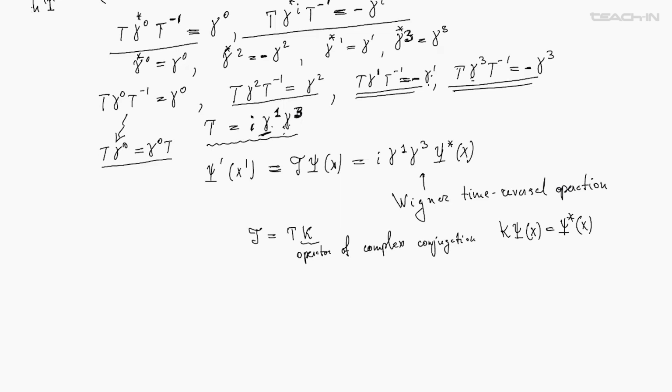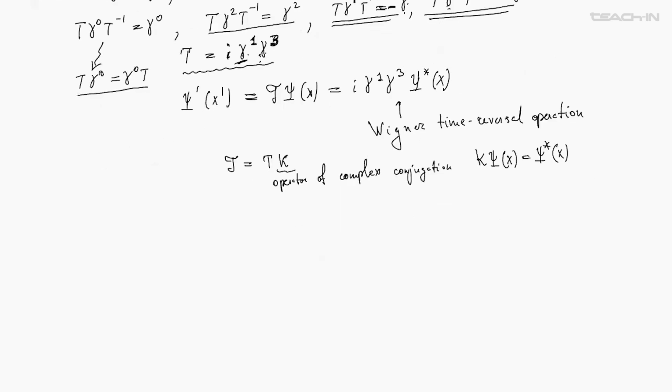Now, if you wish, you can alternatively derive the same result about the form of the time reversal operator just by requiring that the Dirac Hamiltonian is invariant with respect to this operation of time reversal. You will come to essentially the same result for the form of this operator. Okay, that is what concerns time reversal.